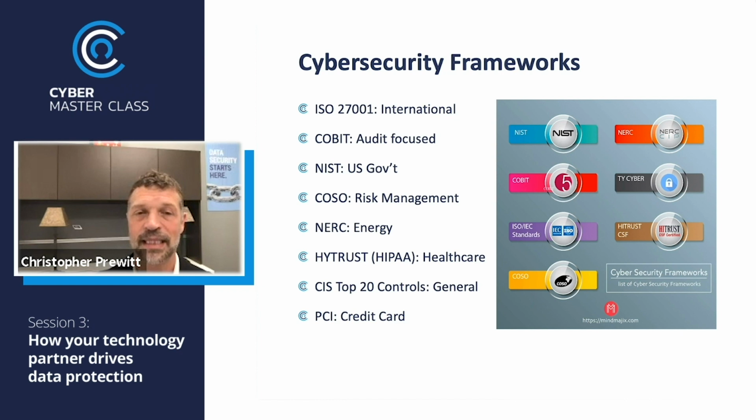COBIT, which I do not see used much, is more audit focused. NERC in the energy sector, HITRUST and HIPAA in healthcare. And I would say many organizations that are either just building a security program, or mid-market on down, usually utilize the CIS, Center for Internet Security, top 20 controls. It's a good place to start, to be able to measure what you are doing from a security perspective.